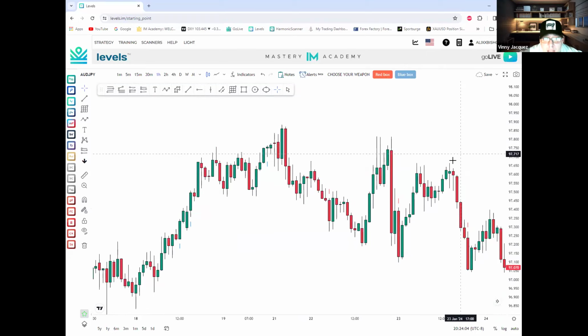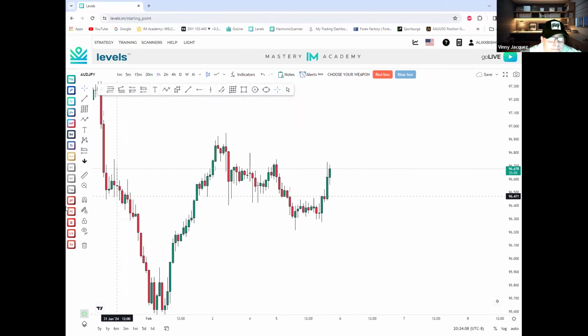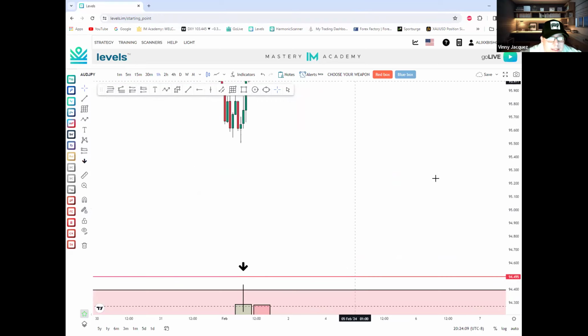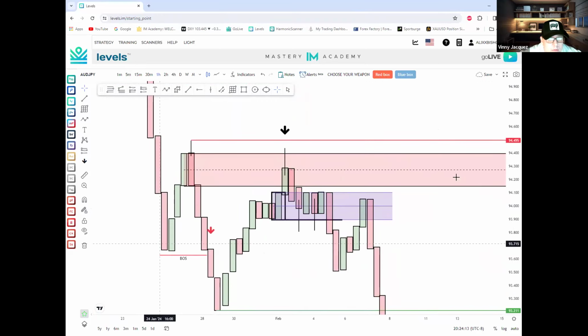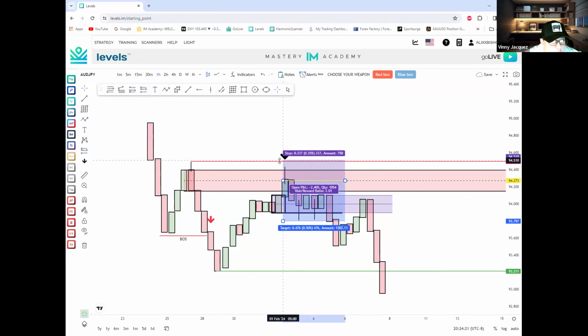Can you explain lot size? Now that's a slightly different topic, but yeah. So when we're talking about lot sizes, guys, this is the drawing, but let's say I want to enter right at that 50% and my stop loss is at that high.